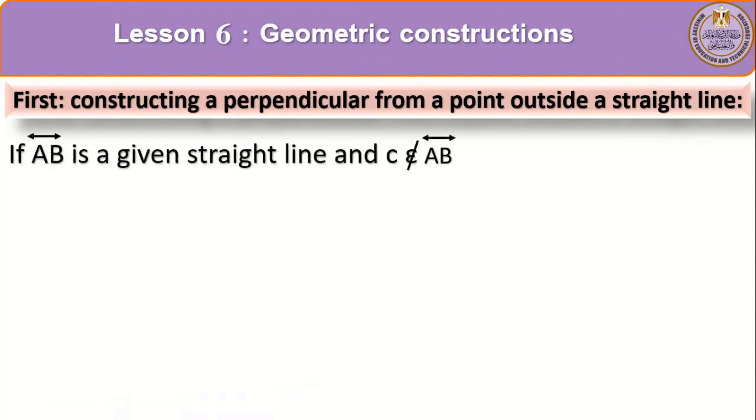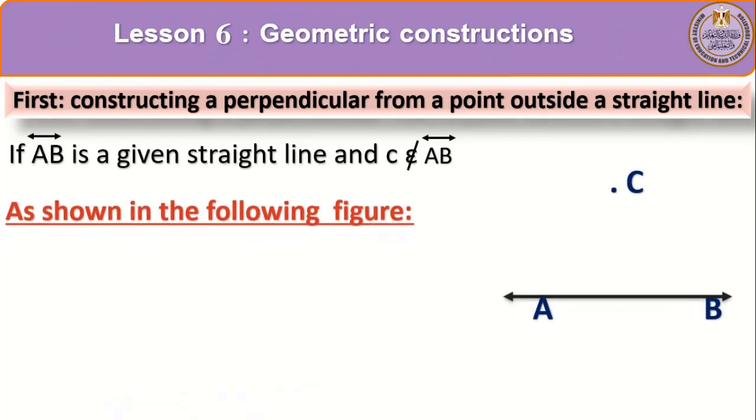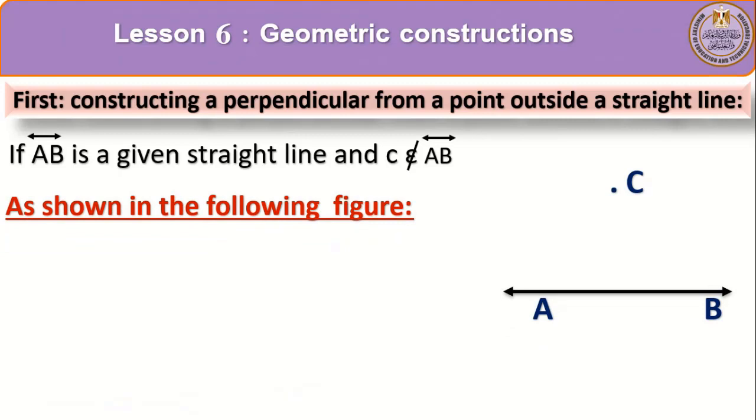If AB is a given straight line and C does not belong to AB. As you see, here we have AB, a straight line, and C does not belong to this straight line AB.